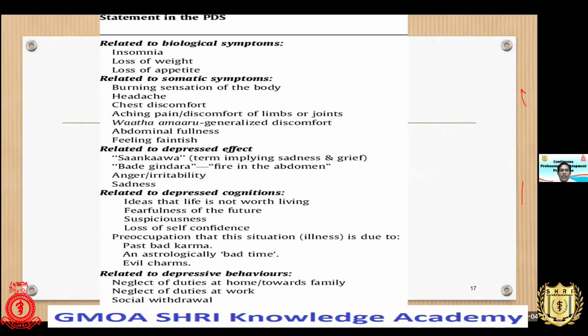We don't see these in ICD-10 or DSM-5 because the data is from other countries. But in our country, patients present like this: abdominal fullness and a feeling of faintishness. Some features of depressed affect. Some people say, "I feel fed up, I feel Sankava." When we dig into Sankava, we can see this patient is depressed. Then only we could see the classical features of depression. Hunger, anger, irritability and sadness. And some depressed cognitions, like ideas that life is not worth living, fearfulness, suspiciousness, and loss of self-confidence.